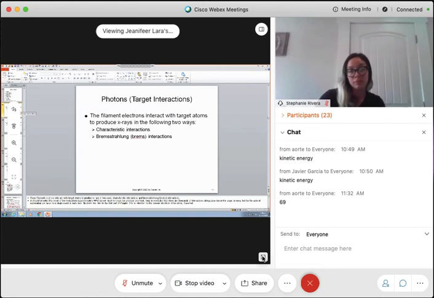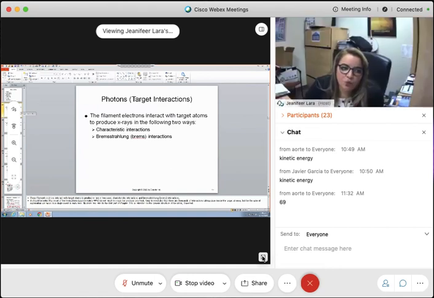I love it. So now we're moving into what kinds of X-rays are going to emerge from these interactions. We have two different types of photons or X-rays that will emerge from the interactions that cause "ionization." I'm putting that in quotation marks because one of the two is really not ionizing, and we're going to discuss that.